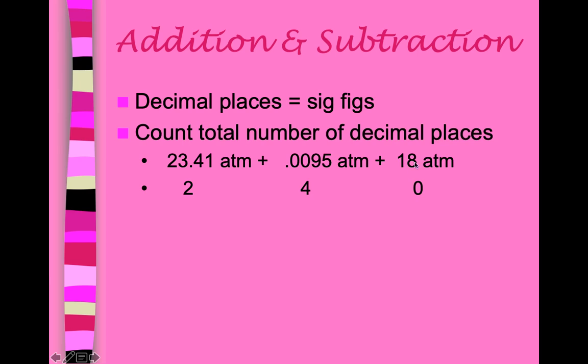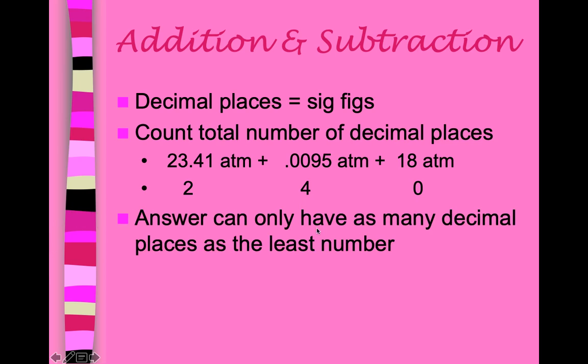So this has no decimal places. So the number that you get on your calculator has to chop off at the whole number because your answer can only have as many decimal places as the least number. So this is the number on your calculator. I have to chop it off at the decimal place. I look at this number for rounding, which it does not. So my answer is just 41 atm. Because we can't be this specific, because not all of our measurements were that specific. So again, letting go of the math answer and getting what the actual science answer is telling us.